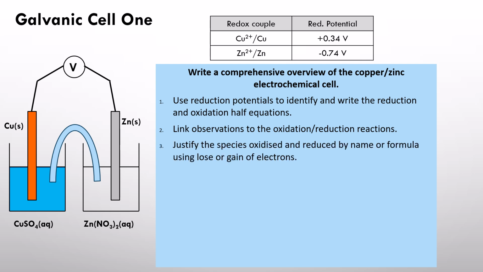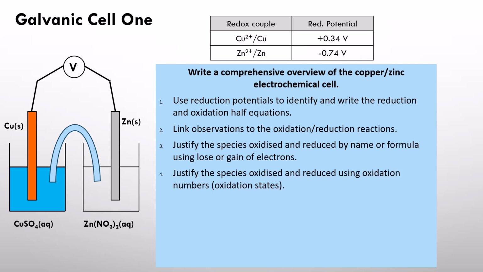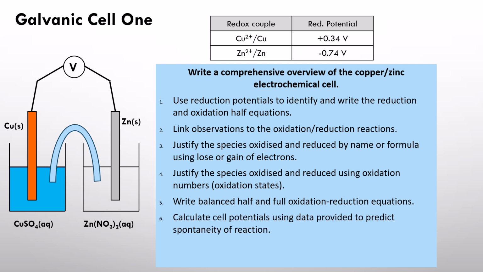I want to justify what has been reduced and what has been oxidized by using the loss or gain of electrons. I want to also be able to justify what has been oxidized or reduced by using oxidation states or oxidation numbers. I want to be able to write the half equations. I want to balance them correctly and then put them together to write a full oxidation reduction balanced equation.